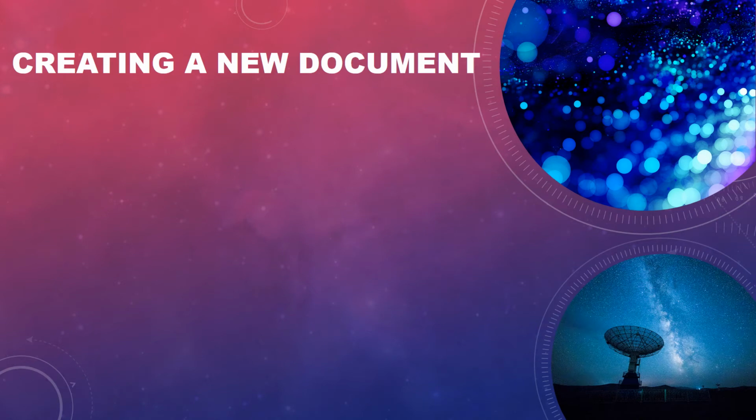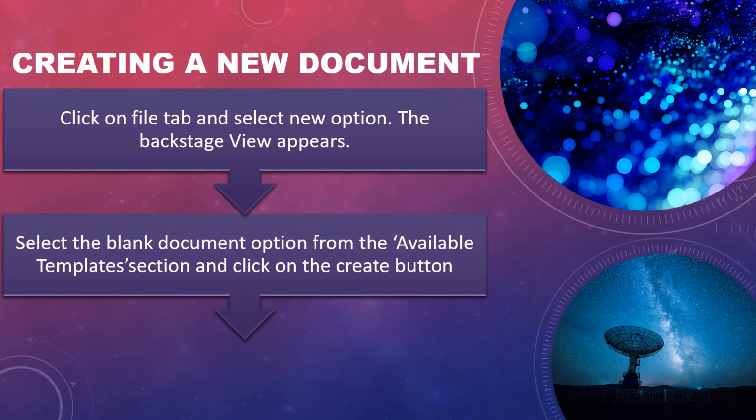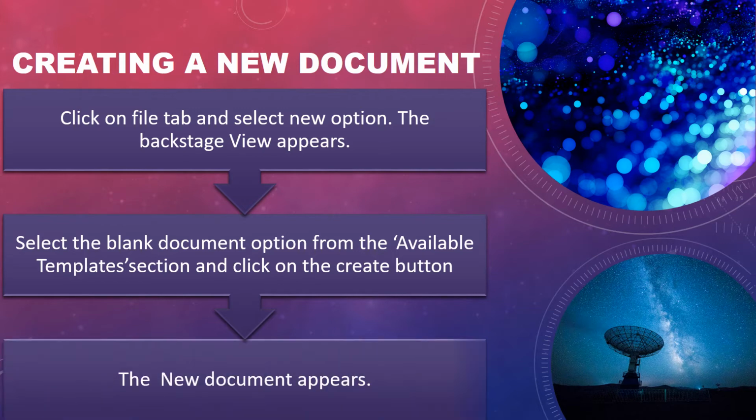creating a new document. Creating a new document means you have to choose a new file where you can type your text. So what will be the steps? Let's learn. First of all, you need to click on the File tab and select New option. The Backstage view will appear. From there, select the Blank Document option from the Available Template section and click on Create button. After you click on the Create button, you will see a new document will appear on your screen.